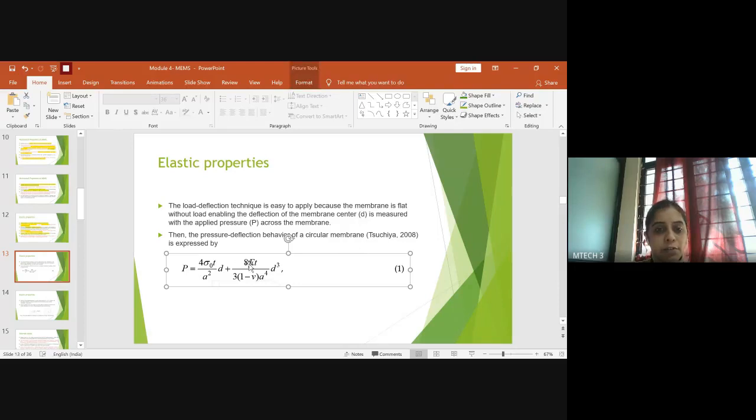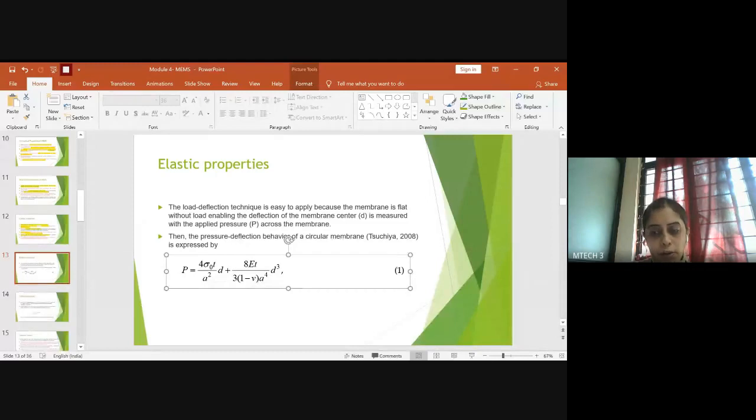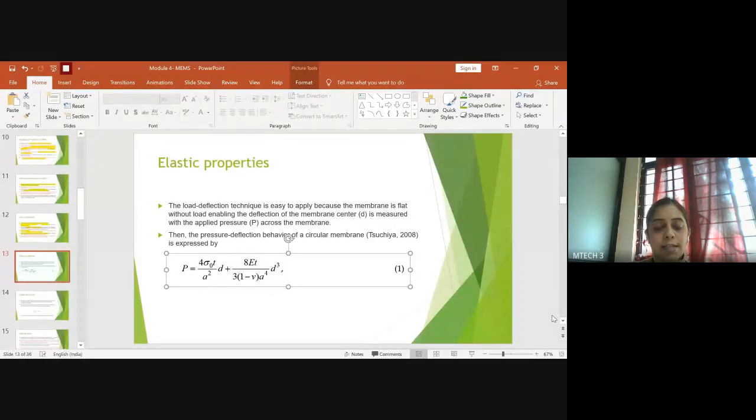And there is a derivation for the pressure deflection behavior of a circular membrane. It was invented by Suchiya in 2008, but you don't have any derivation in your syllabus because you have a title called mechanical properties. Under that you have to focus on elastic, inelastic, strength and tension also, right? But there is no derivation as such. So you will neatly write that the deflection which comes into the circular membrane due to the pressure is expressed by this equation as shown here. You just have to write this equation.